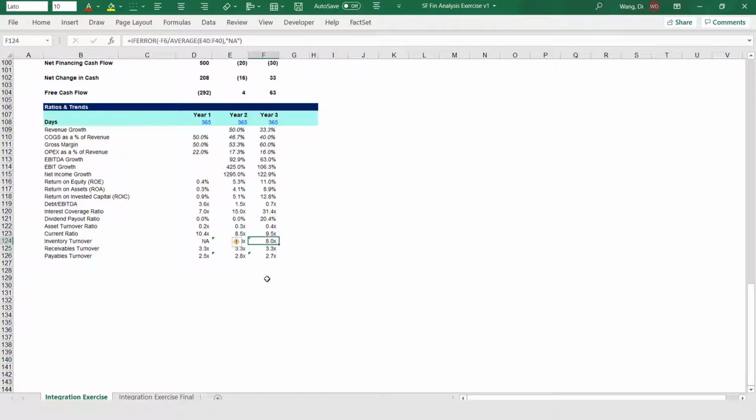And as you can see, receivables turnover and payables turnover has remained relatively steady throughout the years, which doesn't really signify anything other than that the company Libra has remained relatively steady and consistent in how they are paying back their suppliers and also collecting revenue.